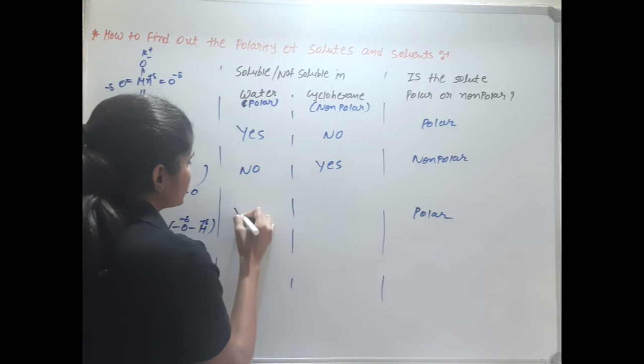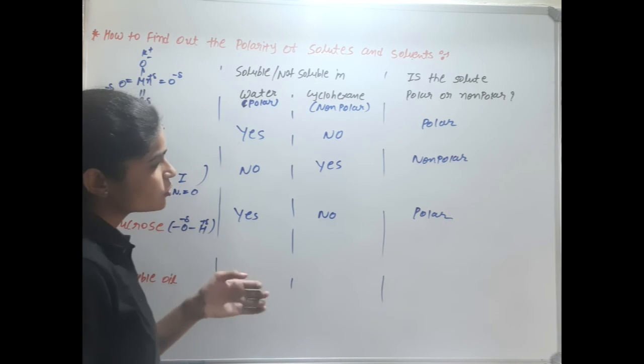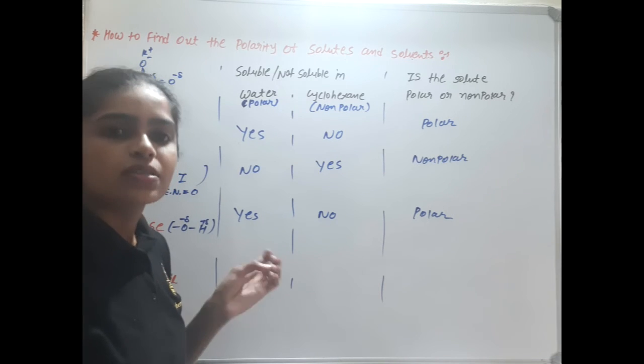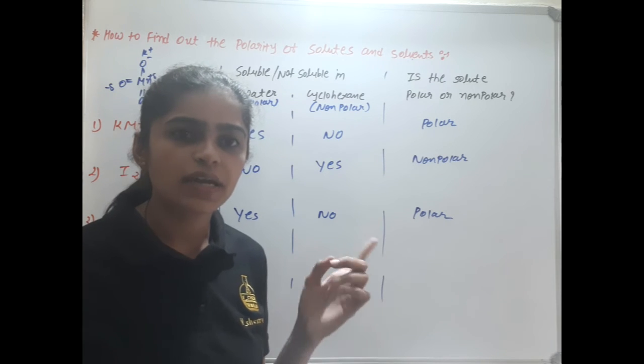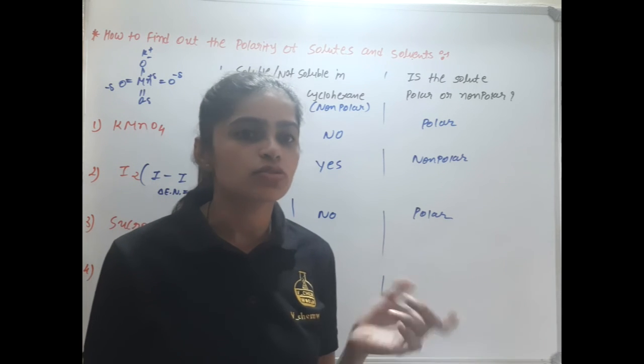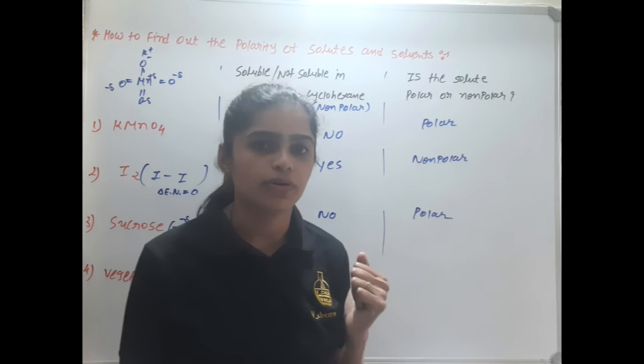And polar always dissolves in water and does not dissolve in non-polar. We know that in a sugar solution, sugar is dissolved in water, because sugar has a polar nature and water also has a polar nature. So sucrose dissolves in water, and sugar dissolves in water.